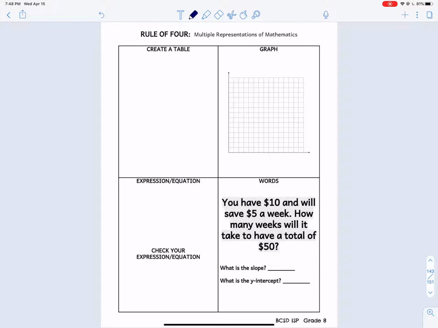Okay, so we started off with 10. You have $10. So that's our starting point. That's our initial value. That's what we also call the y-intercept. So that's a 10. And then we will save $5 a week. A is the same as per. That's our rate. That's our slope. So that's 5. So our equation, again, we start off with mx plus b. We just substitute those numbers in. M is 5. And then b is 10, positive 10.